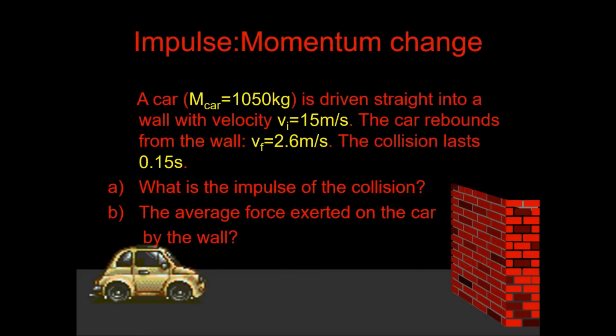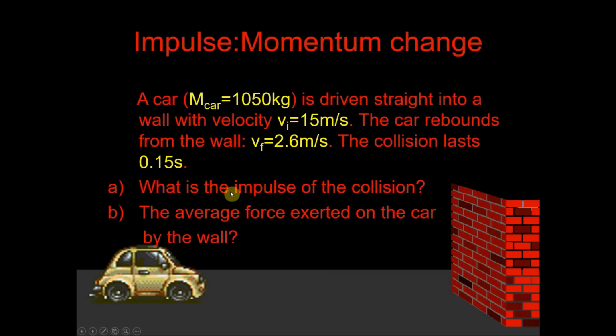So let's take a look at this particular case. Here we've got a car. It's going to drive straight into a wall for no apparent reason, but it is, and it has a velocity of 15 meters per second. The car is going to rebound from the wall with a final velocity of 2.6 meters per second, and the collision lasts 0.15 seconds.